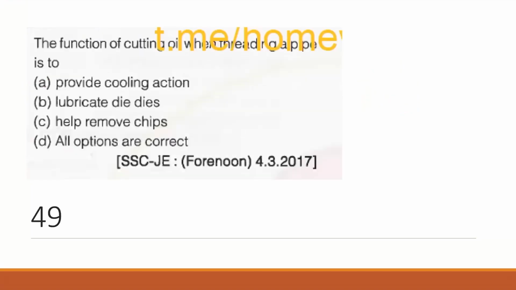Now the next question, the functioning of cutting oil is for, the correct answer is option D, all of the above. The cutting oil basically provides cooling action, lubrication and helps remove chips also. So the correct answer is D.